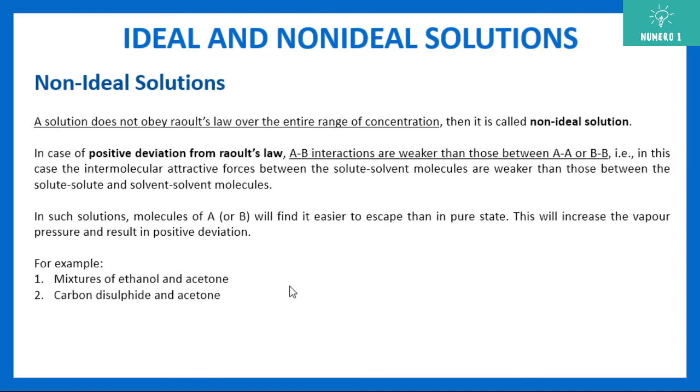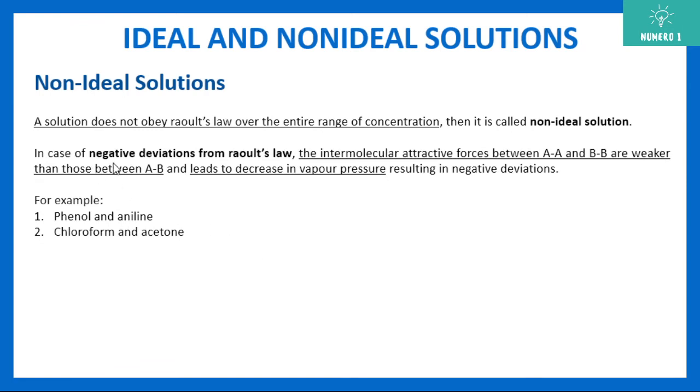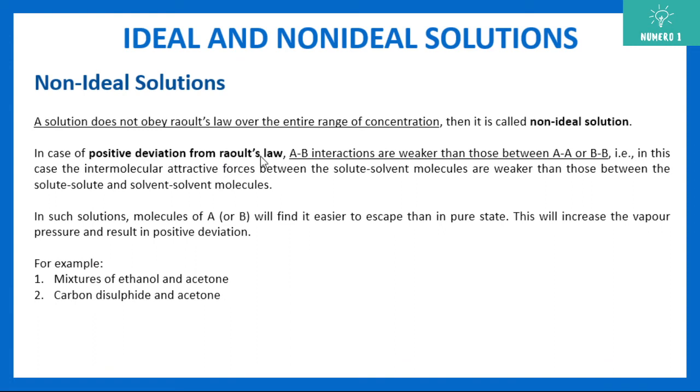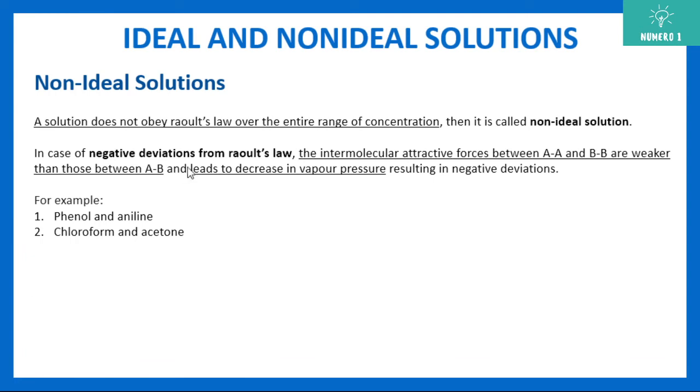Now, this was about positive. Now, let's look at negative deviation. So, it is kind of vice versa. It is opposite. In the positive deviation, we saw that AB interactions are weaker. In case of negative deviation, AA interaction and BB interaction are weaker. So what is happening? The molecules are staying in AB form. That means they are staying inside the liquid form. So this tends to decrease the vapor pressure. An example is phenol and aniline, or another example is chloroform with acetone.